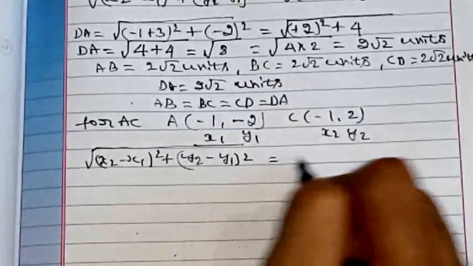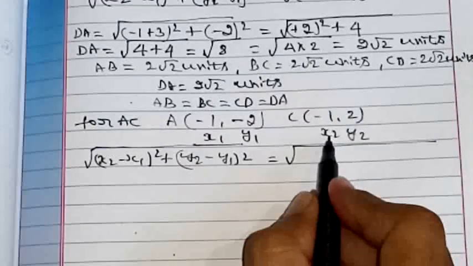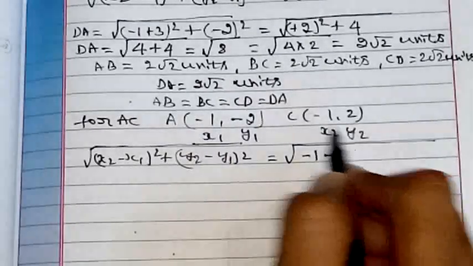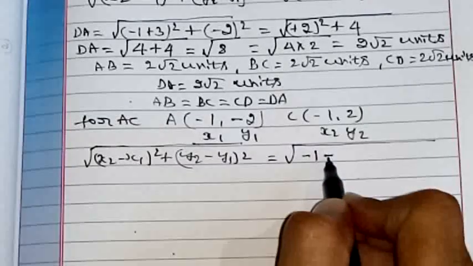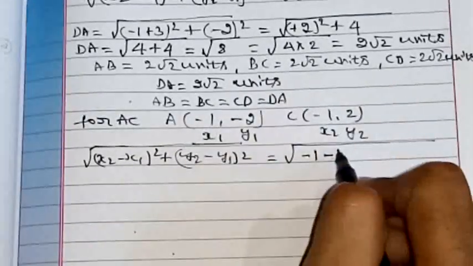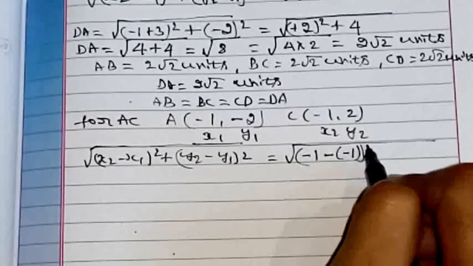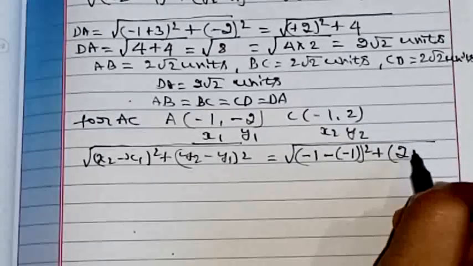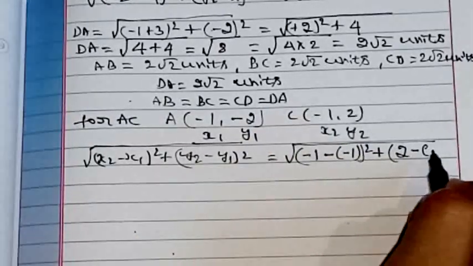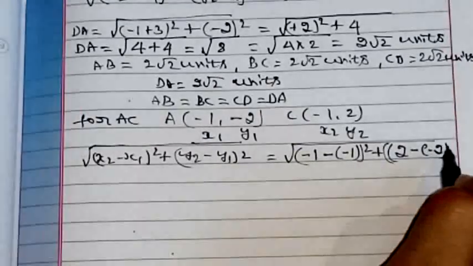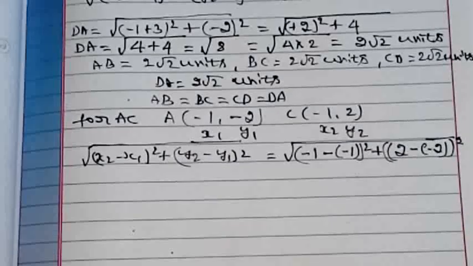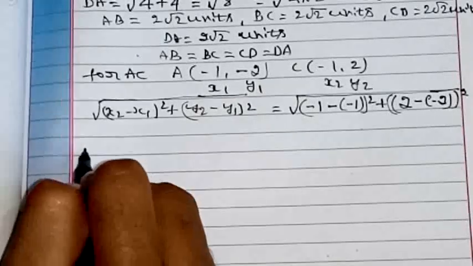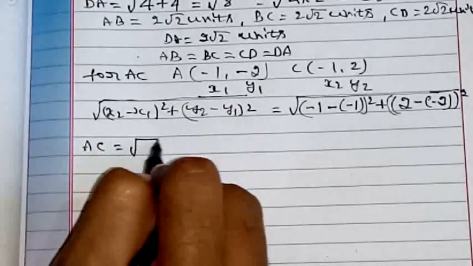Now apply the values here. What is x2? x2 is minus 1, minus, and what is x1? It is minus 1. So minus of minus 1 whole square, right? Plus, what is y2? y2 is 2, minus, what is y1? It is minus 2. So minus of minus 2 whole square. Right, children? Now simplify this. You are finding the distance between A and C, so AC is equal to square root of.